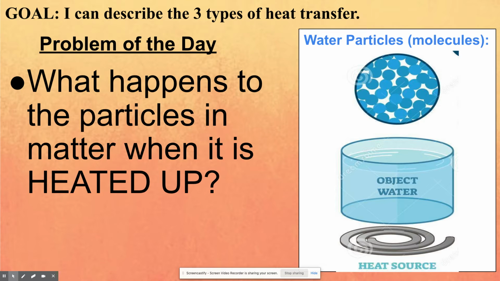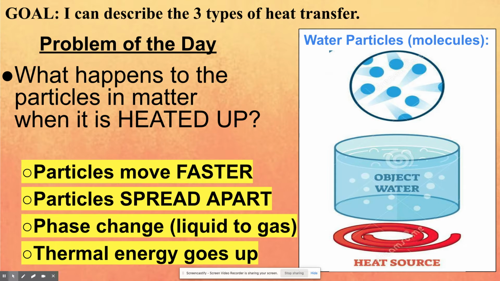So we want to think about what happens to the particles in matter when the matter is heated up. If you add heat energy, what's going to happen to the particles? Are they going to move faster or slower? Are they going to move closer together or farther apart? Are they going to become less dense or more dense? So think about that. And the answer is the particles are going to move faster, they are going to spread apart, and they are going to move up because they are less dense.